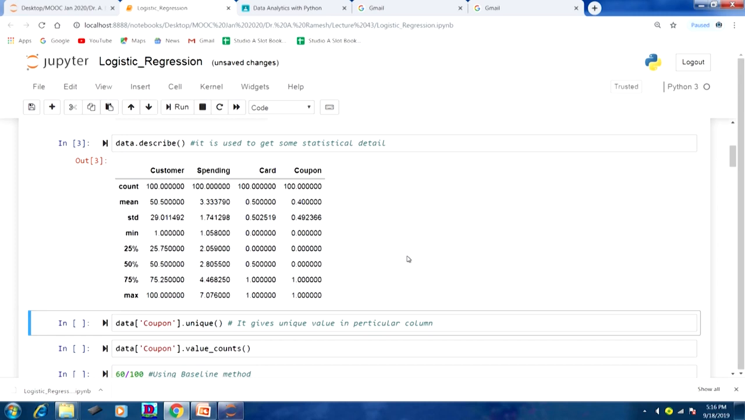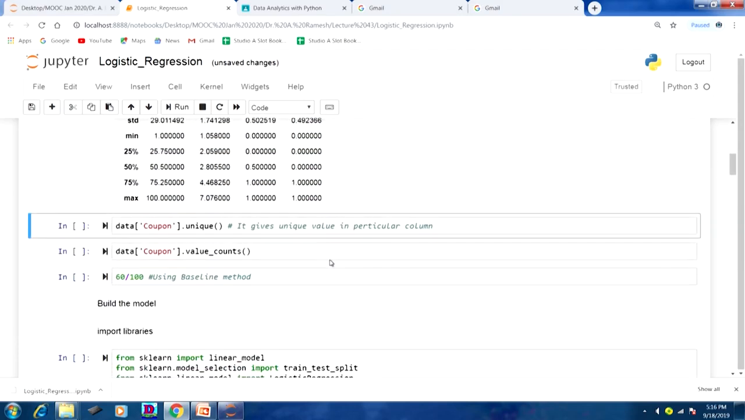It will give you basic statistics about all the columns. For spending there are 100 data points, the mean is 3.3, the standard deviation is 1.74, the minimum is 1, then the 25th percentile, 50th percentile, 75th percentile, and the maximum is 7.07. For card we can look only at the count value, because there is no meaning for mean and standard deviation. Similarly for coupon, because both are binary variables.